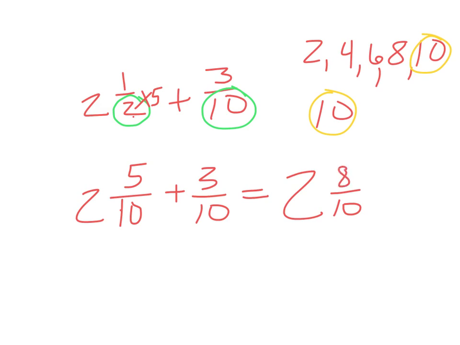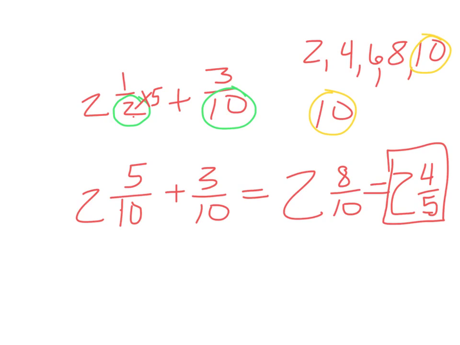Now can I reduce that? Yes. So I get 2. What, when you're reducing 8 over 10, what can you divide both of those by? 2. 8 divided by 2 would be? 4. And 10 divided by 2 would be? 5. All right, any questions on how we did any of that?